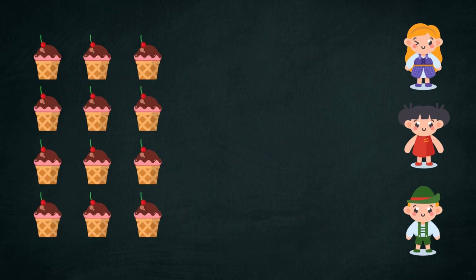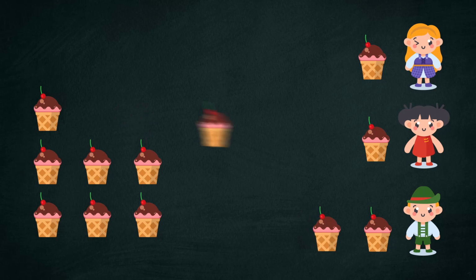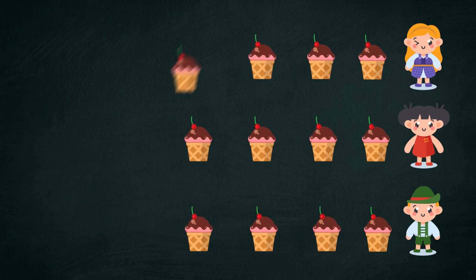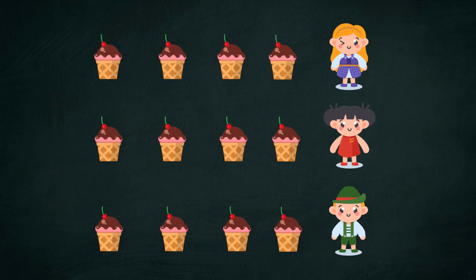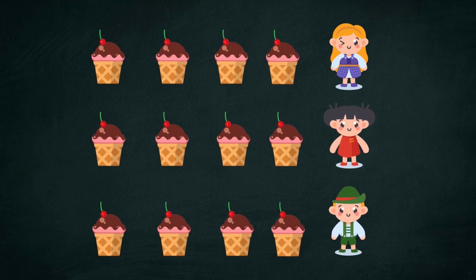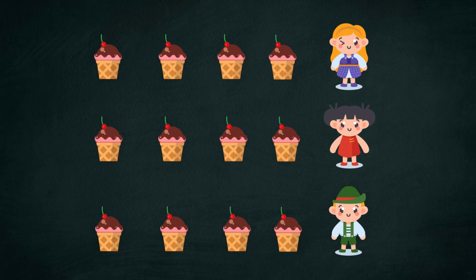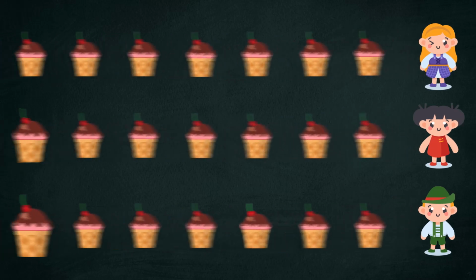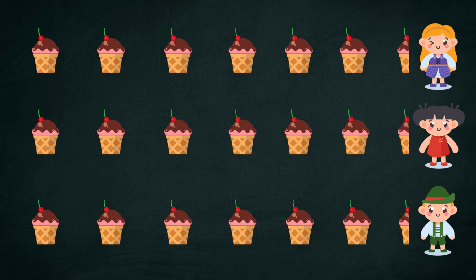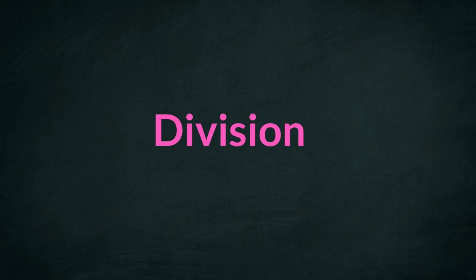Here's one way to do it. You give them a cupcake one by one until you're out of cupcakes. Now everyone has the same amount of cupcakes, which is 4, and everybody is super happy. But handing them out one by one can take a lot of time, especially if you've baked lots and lots of cupcakes. And that's when we need to use division.